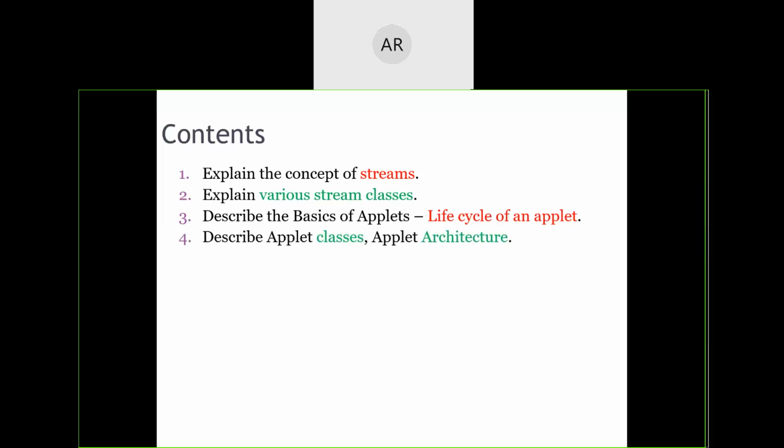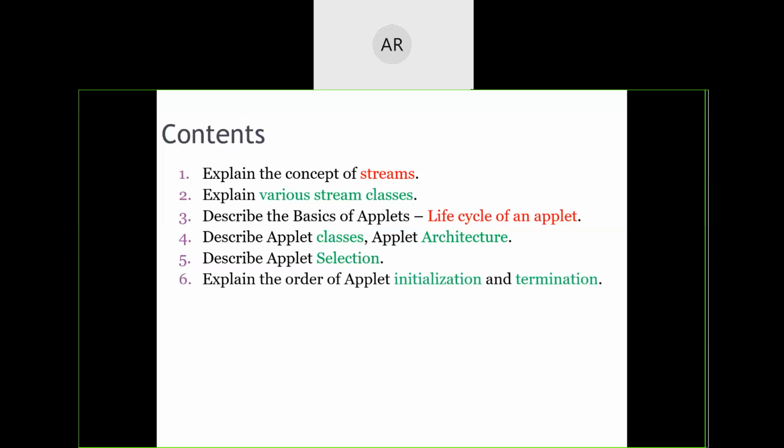Then in the fourth point, we'll try to concentrate on what are the applet classes and what is the architecture of applet, how it works around, and what different components the applet requires for its functioning. Then we'll see how to do applet selections, which applet to be executed and when. Then we'll look at applet initialization and termination, how to initialize and terminate the applets. Next to it, we'll see creation of applets with regard to some of the programs.